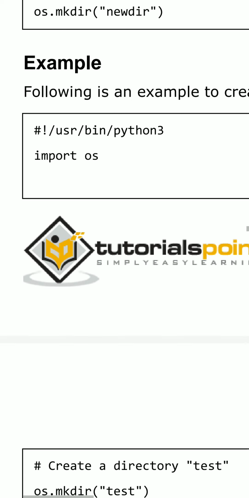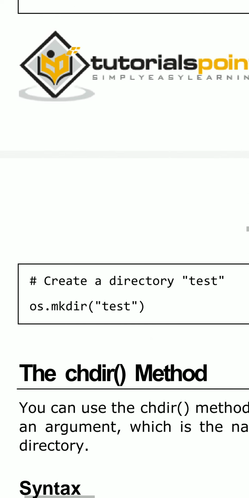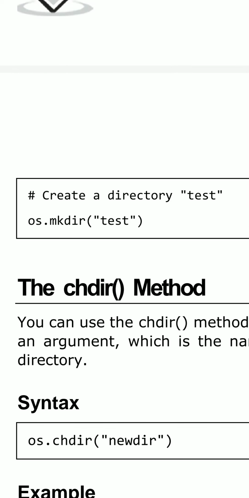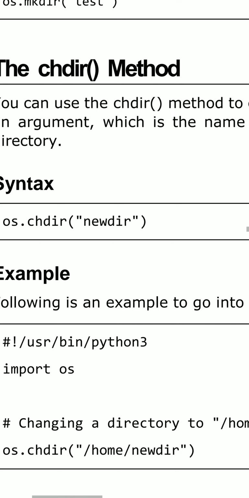Consider the example: import os, creating a directory, that means os.mkdir of test. I have created a new directory, test, where in the test directory I can keep different types of files.